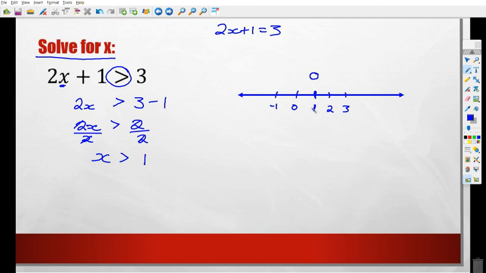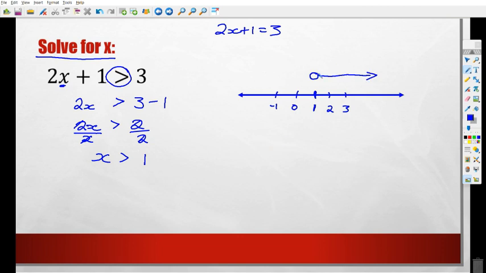So all the values that are greater than 1, are they to the right of my number line or to the left of my number line? If I'm looking for all the values greater than 1, it's to the right. So I'm going to draw a nice little line here to the right with an arrow, and there's my number line.